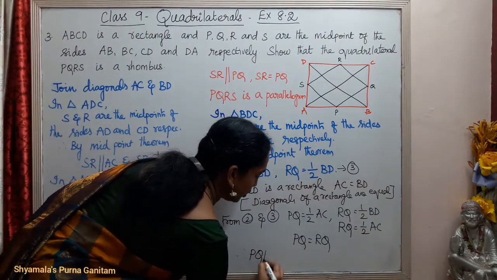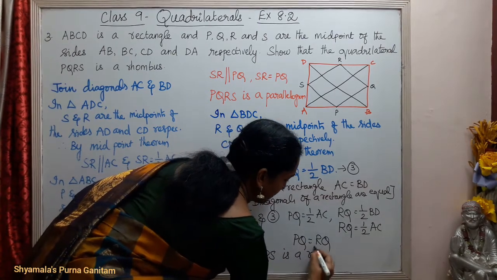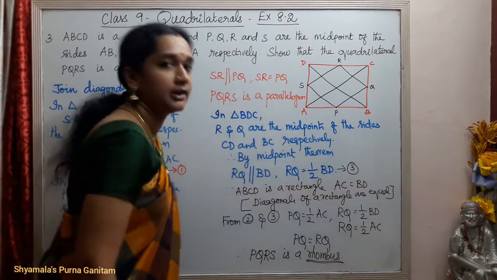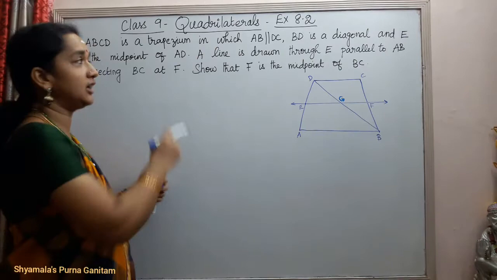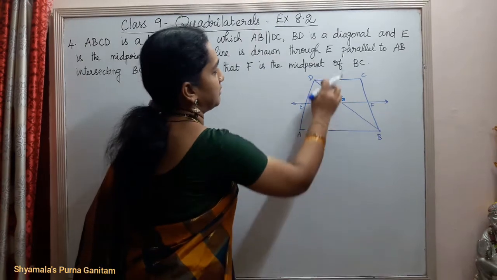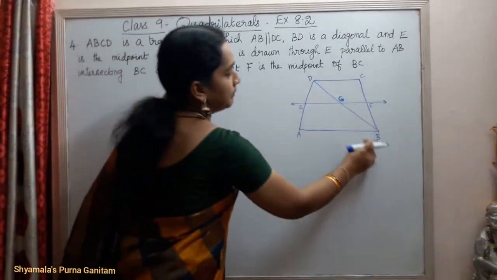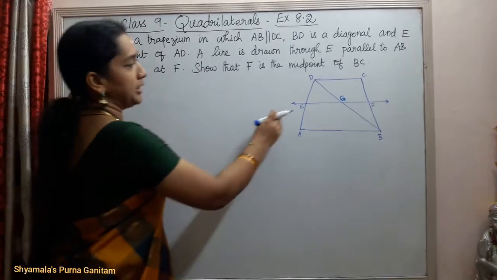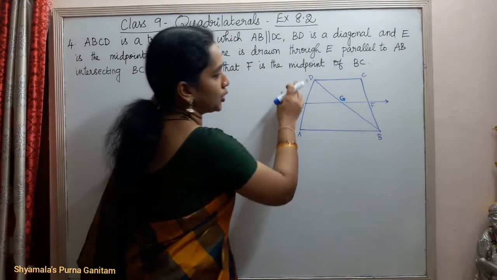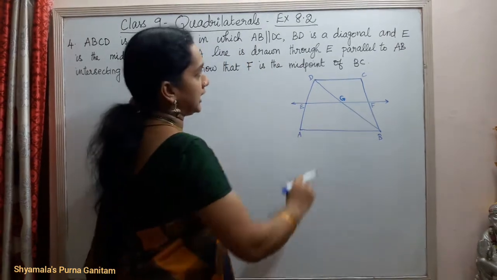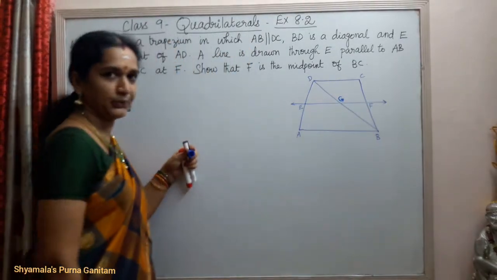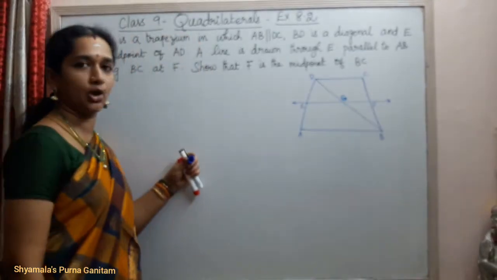Therefore PQRS is a rhombus. This is the thing we are asked to prove. We will do the fourth sum. ABCD is a trapezium in which AB is parallel to DC and BD is a diagonal and E is the midpoint of AD. This is the given. A line is drawn through E parallel to AB intersecting BC at F. Show that F is the midpoint of BC.